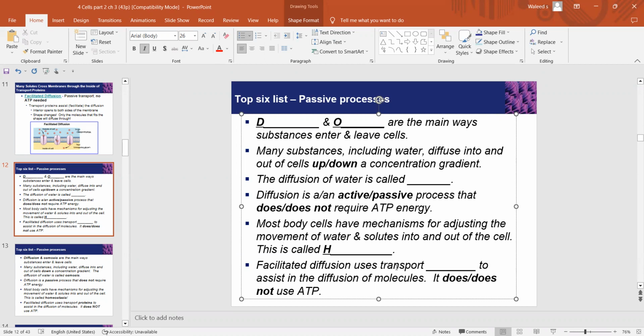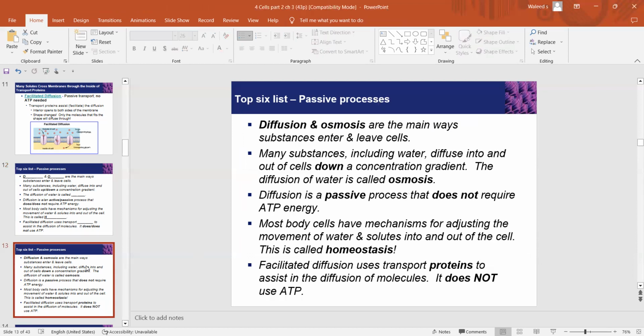Facilitated diffusion uses transport what? Transport proteins. Does facilitated diffusion use energy? It doesn't use energy because it's called diffusion. It does not. So here it is.